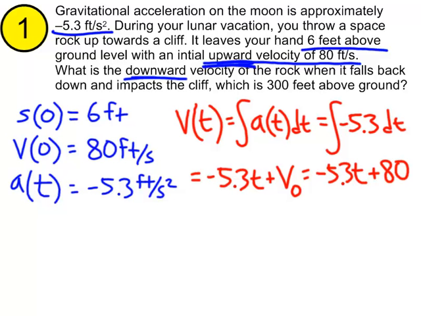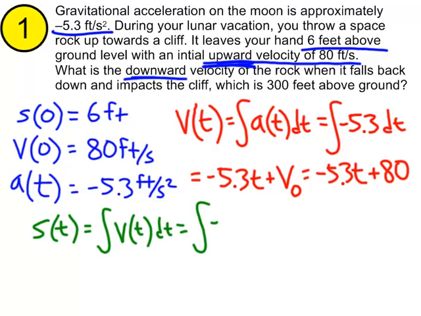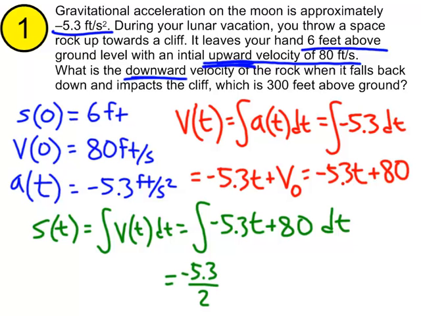So let's keep on antideriving. Since velocity is the derivative of position, position s of t must be the antiderivative of velocity. So the indefinite integral of v of t dt, which we just determined is negative 5.3t plus 80 dt. When we antiderive that, we get negative 5.3 over 2. I could calculate what that is, but I'll just leave it as negative 5.3 over 2 times t squared. That is the antiderivative of the first term, plus 80t, the antiderivative of the second term.